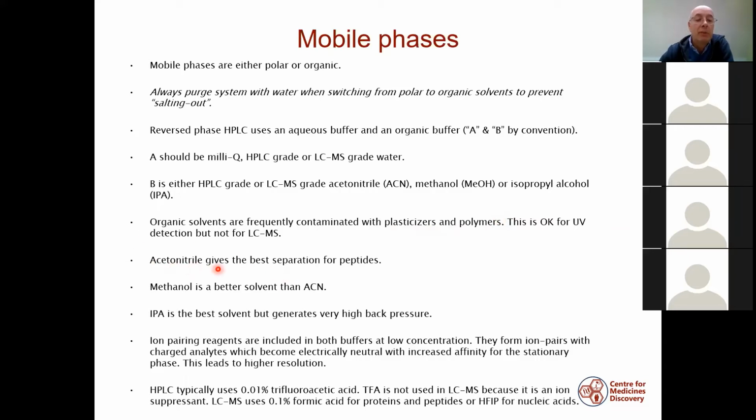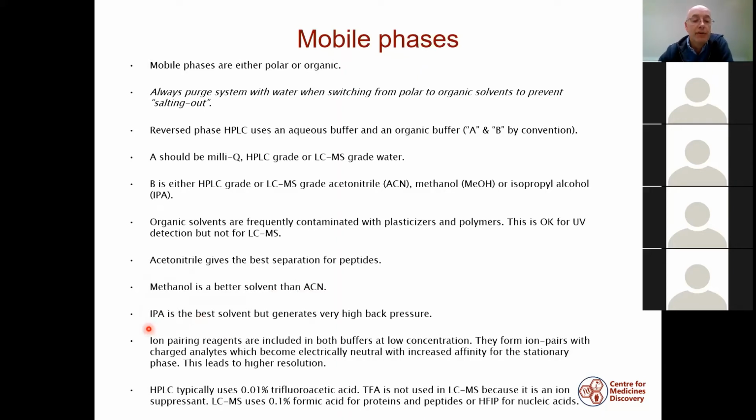Acetonitrile is probably the most popular solvent. That's because it gives the best resolution for peptides. Methanol is also very good. It's a slightly better solvent than acetonitrile, but the resolution is not quite so high. IPA, isopropyl alcohol, is the very best solvent. It's less commonly used because it generates much higher back pressure.